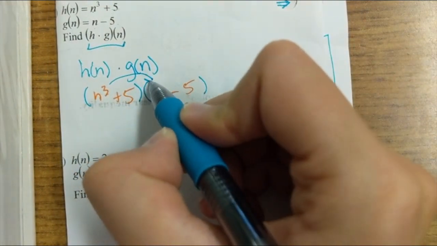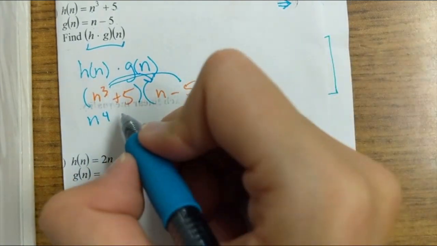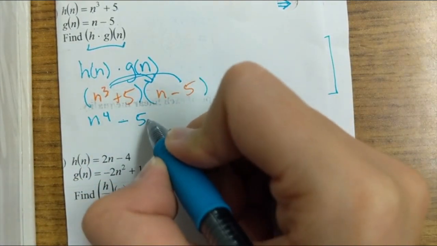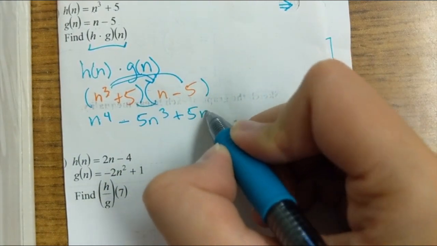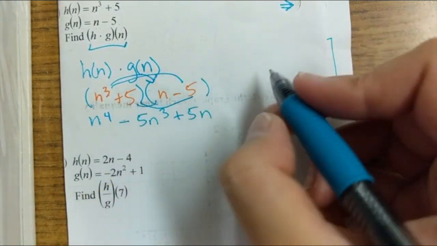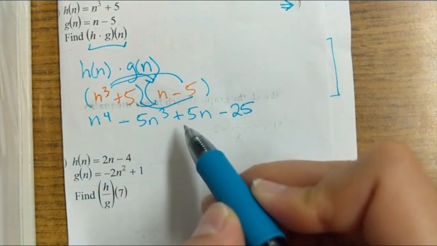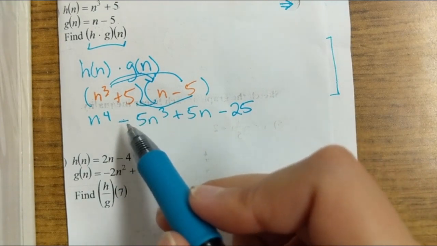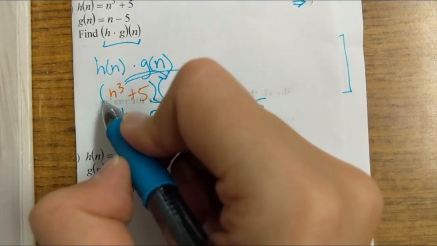So first term times first term is n to the 4th. The outside terms are negative 5 n cubed. Inside terms is positive 5n. And our last term, positive 5 times negative 5, is negative 25. Usually we can add any combined like terms. We don't actually have any like terms for this. So this is our final answer.